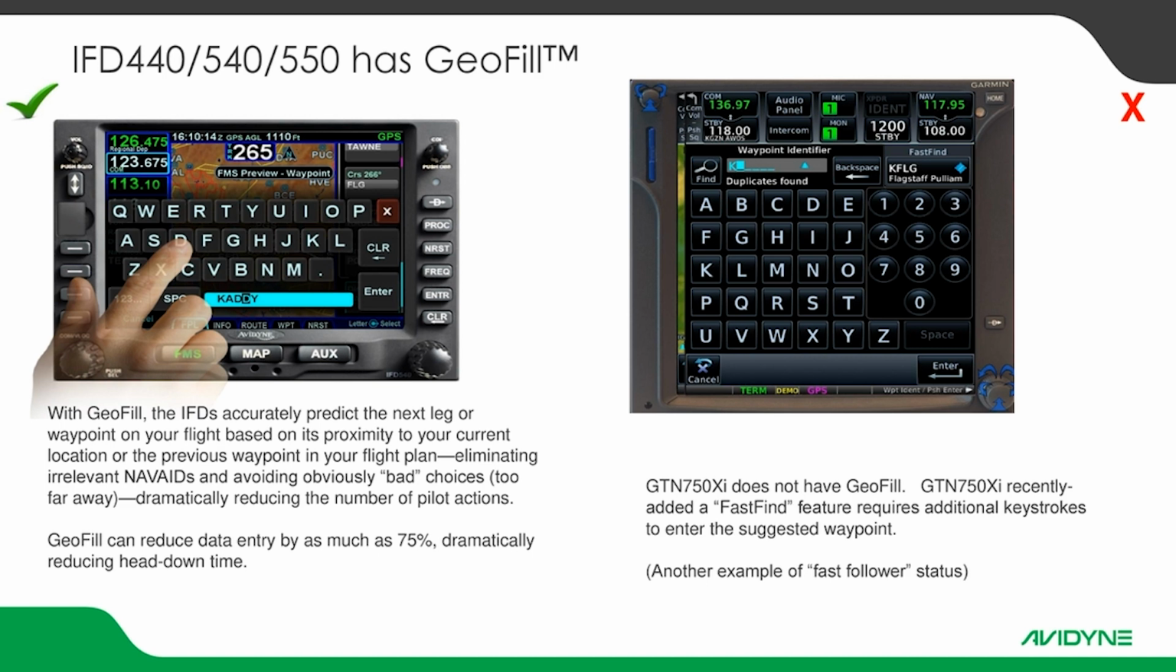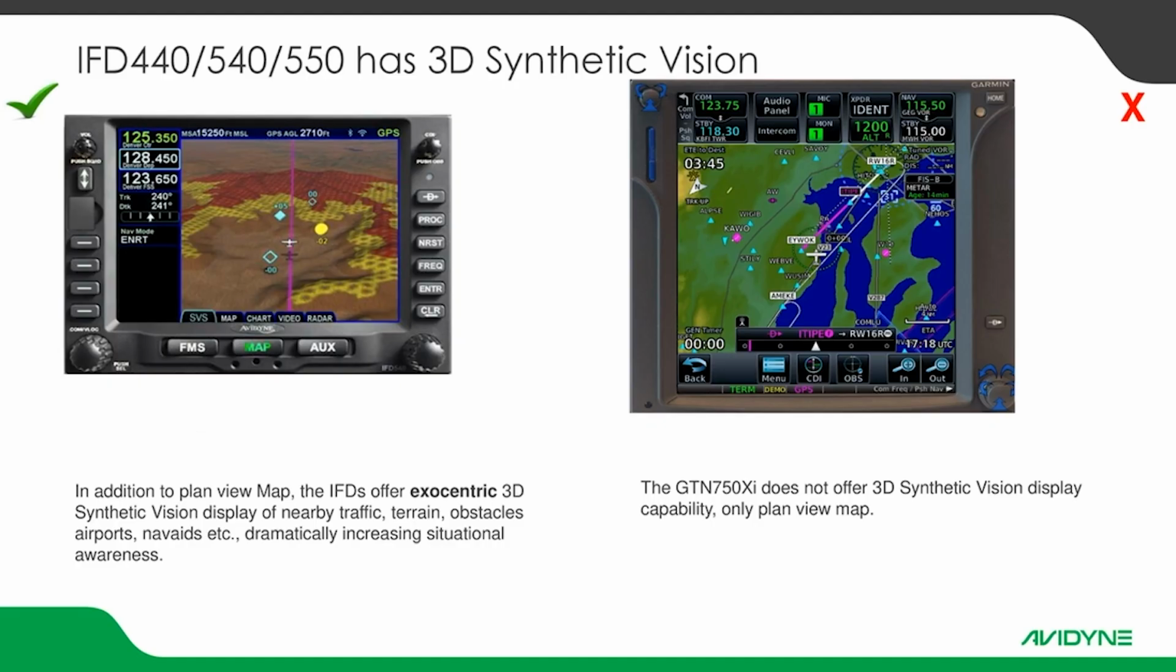The fast find is kind of like geofill. They had to add a couple extra steps because I guess for patent reasons or something, but it was a good idea, and they thought so as well. The 540, 550, 440 has synthetic vision. So you get 3D synthetic vision on all of our IFDs. 3D traffic, 3D terrain in this synthetic vision mode. We don't offer synthetic vision currently on the GTNs.